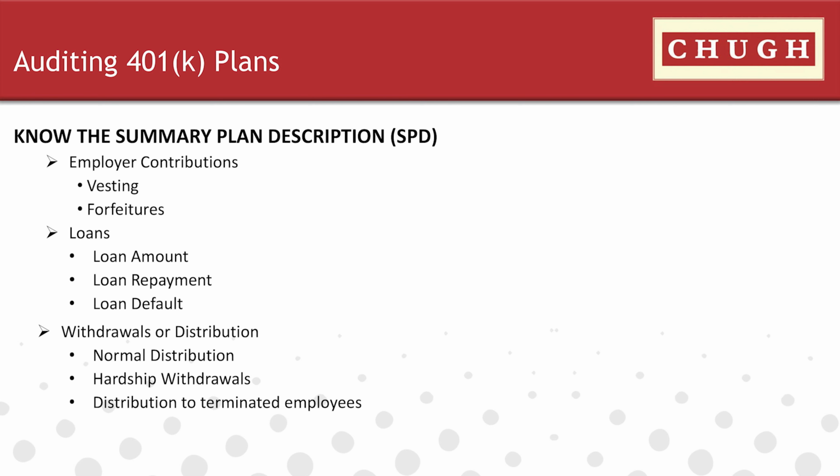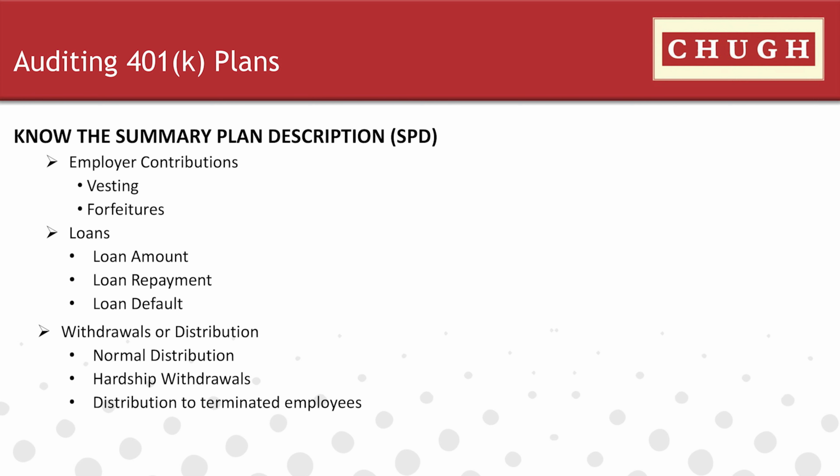One is if it will be used for medical care expenses previously incurred by the employee, their spouse, or any of their dependents. Second is if it will be used for costs directly related to the purchase of a principal residence of the employee. Third, it will be used for the payment of tuition, fees, or any related educational fees, and room and board expenses for the next 12 months of post-secondary education of the employee, their spouse, children, or dependents.